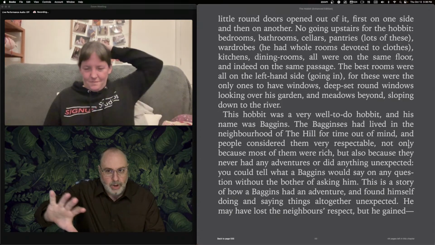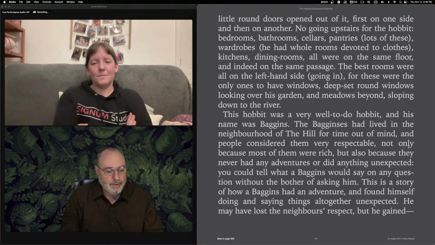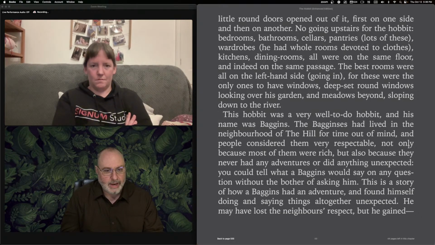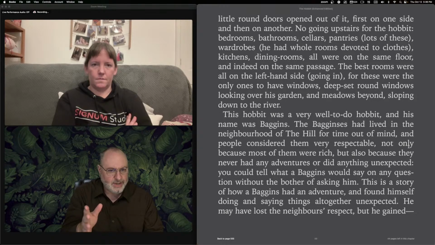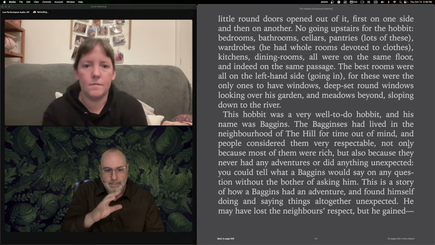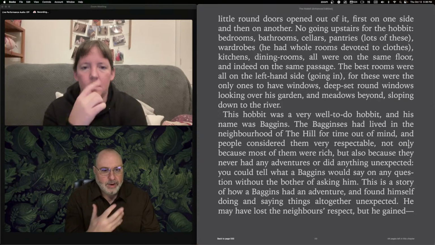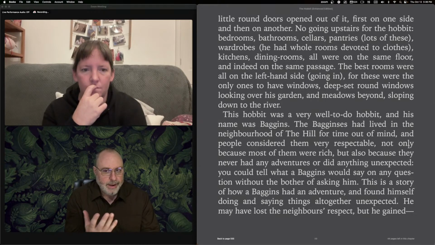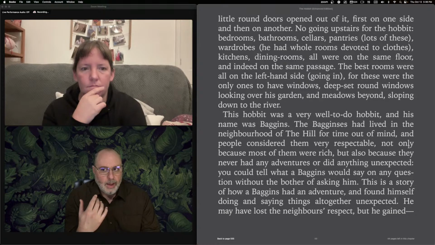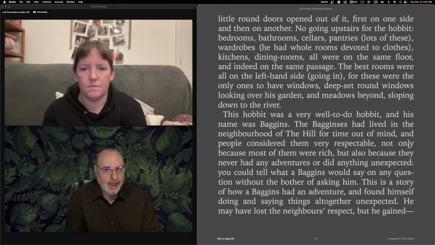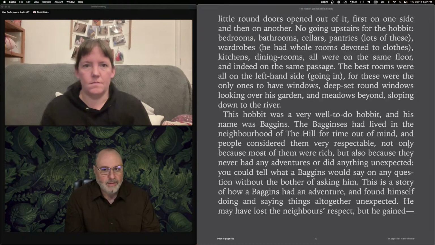But anyway, so we go in and we zoom around, and they're describing the comfortable Hobbit hole, and they do a sort of quotation of some of the paragraph 1 stuff about not being a dry, sandy hole and that sort of thing. But one of the things I'm thinking about here, when thinking about the comparison in the tool sets available, is the effect that the lists have, right? Bedrooms, bathrooms, cellars, pantries, wardrobes, kitchens, dining rooms, all were on the same floor, right?